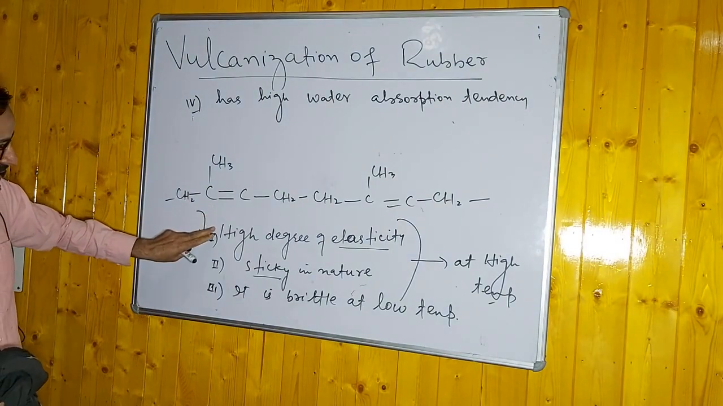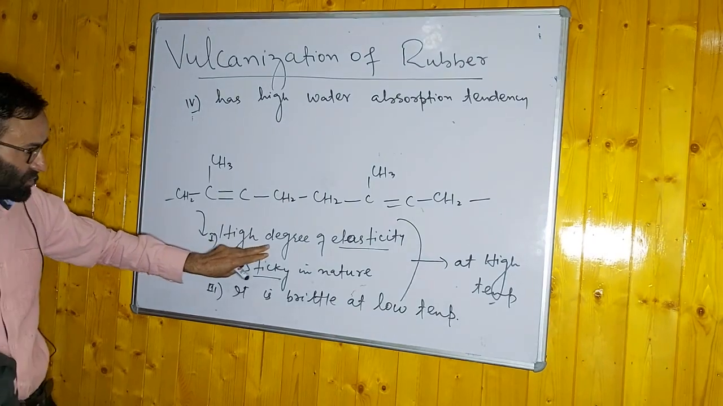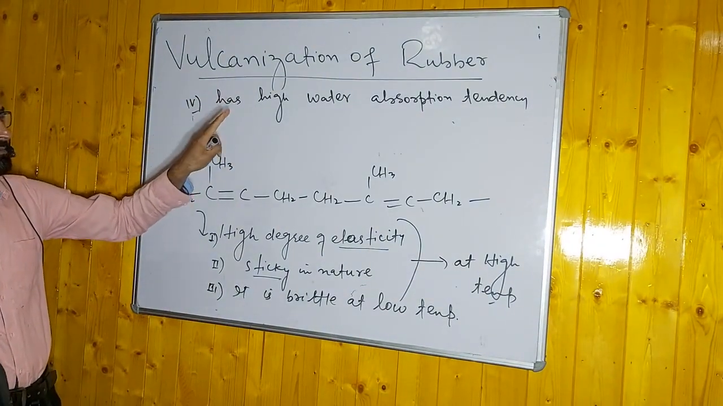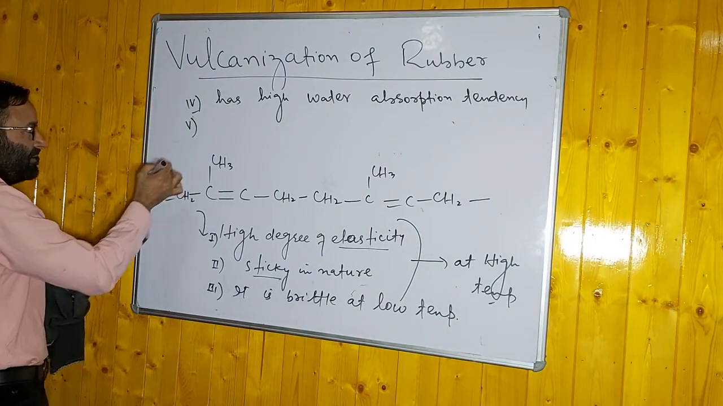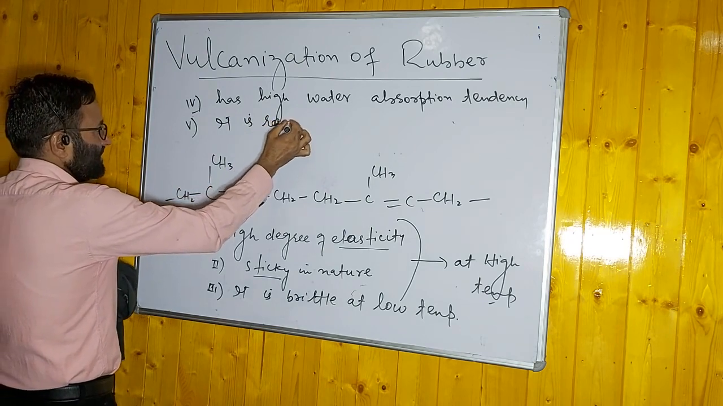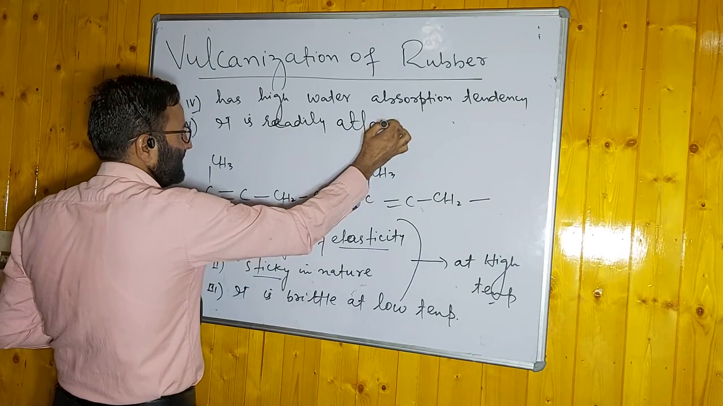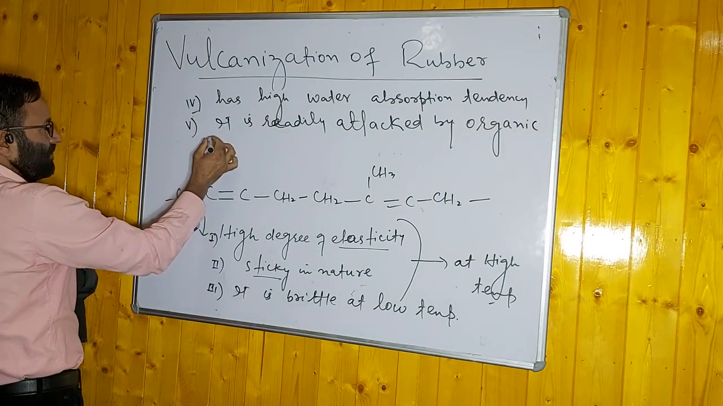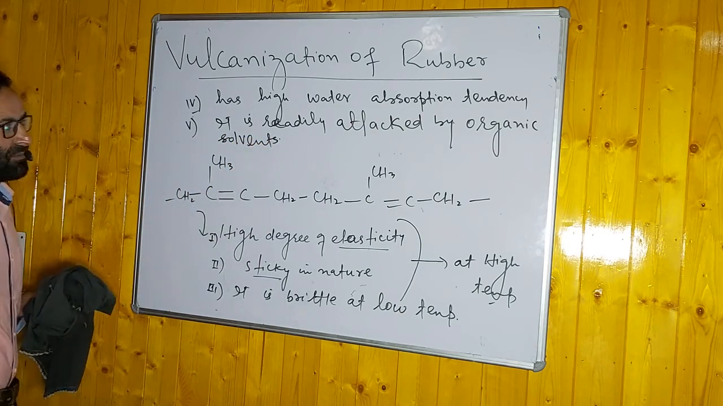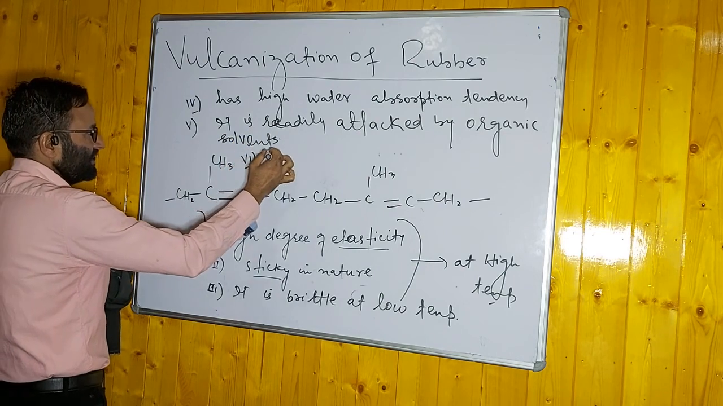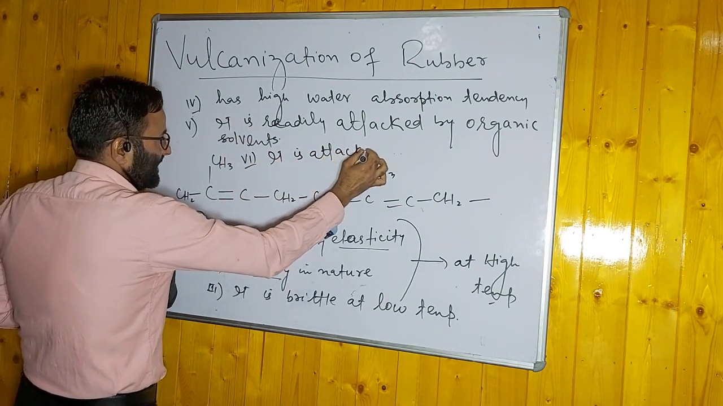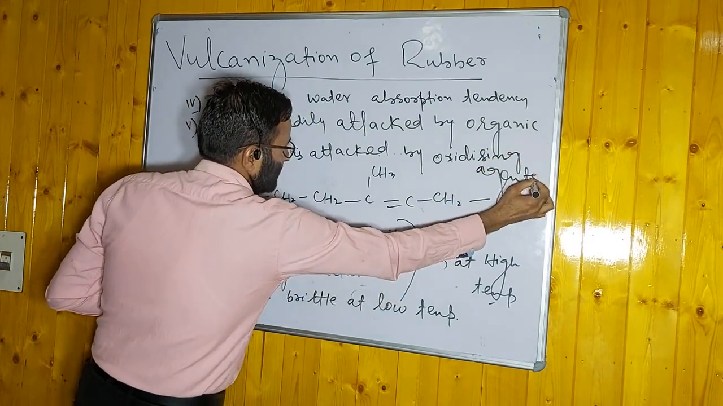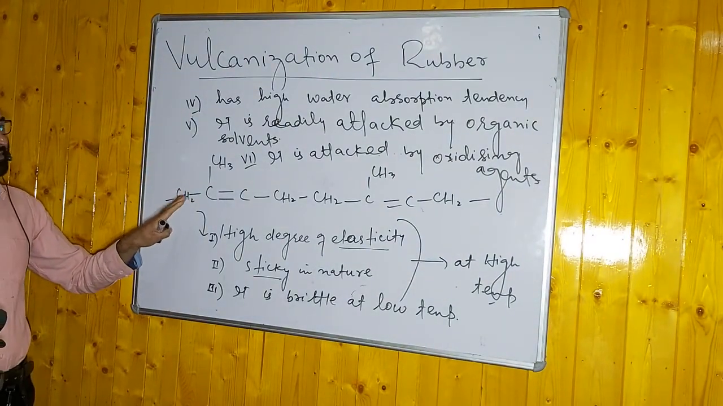The first, natural rubber has a high degree of elasticity and is sticky in nature. These two properties become even more so at high temperature. It is brittle at low temperature. It has a high water absorption tendency. The next problem associated with natural rubber: it is readily attacked by organic solvents. The last problem, the sixth: it is attacked by oxidizing agents. These are the various problems associated with natural rubber.